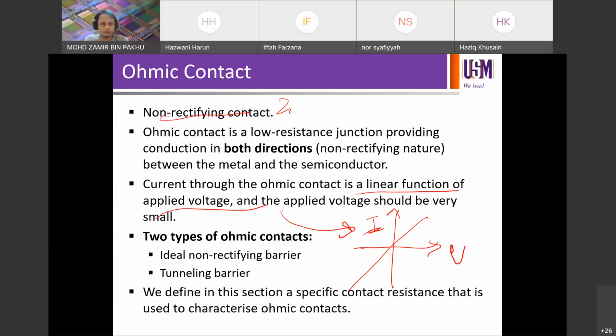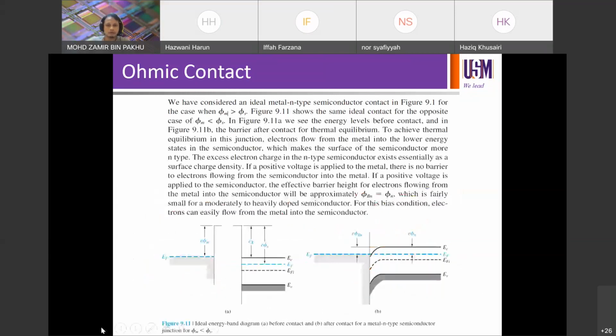We have two types of ohmic contact. The first one is the ideal non-rectifying barrier. This is the one. The second type is called the tunneling barrier. We're going to see tunneling later on at the end of this topic. Both are ohmic in nature. So this is the case for ohmic.